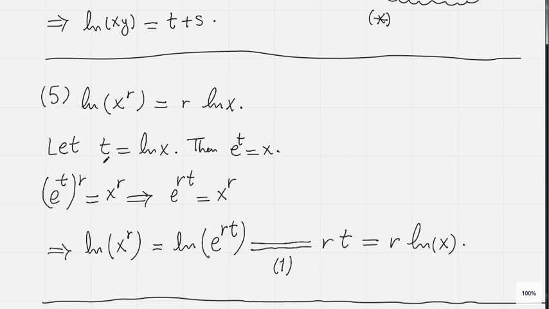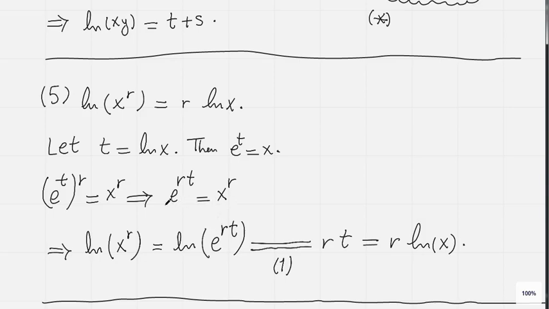Again, let t be ln x. Then by definition, we get e to the t is equal to x. Let's take the power r. Then we get (e to the t) to the r is equal to x to the r. But (e to the t) to the r is equal to e to the rt, and x to the r remains the same.